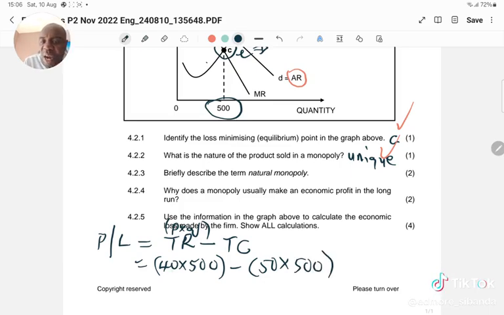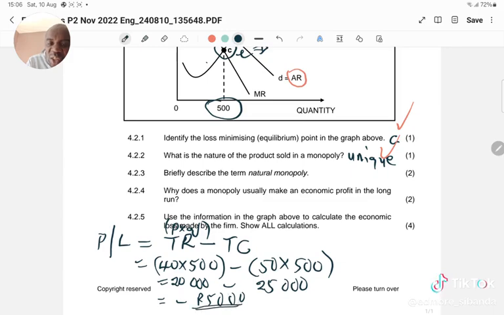There we go. Then our total revenue is 40 times 500. It gives us 20,000 minus 50 times 500. It gives us 25,000. Then it's 20,000 minus 25,000. It gives us negative 5,000 rand. So the monopoly is making a loss of 5,000 rand.